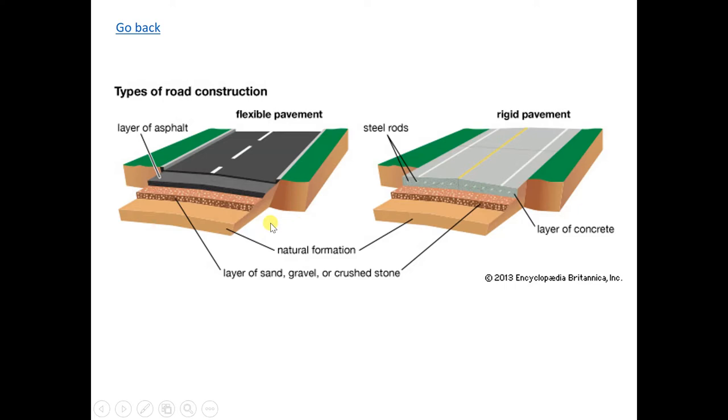If you look at the two pavements, the rigid pavement has fewer layers than the flexible pavement, and the main difference is also the top part, the wearing course. The rigid pavement is made of a concrete slab. In this diagram, it actually shows there's a steel rod. Other times the rigid pavement can be just mass concrete. The flexible pavement on the left hand side has a layer of asphalt. It could be chip seal as well.